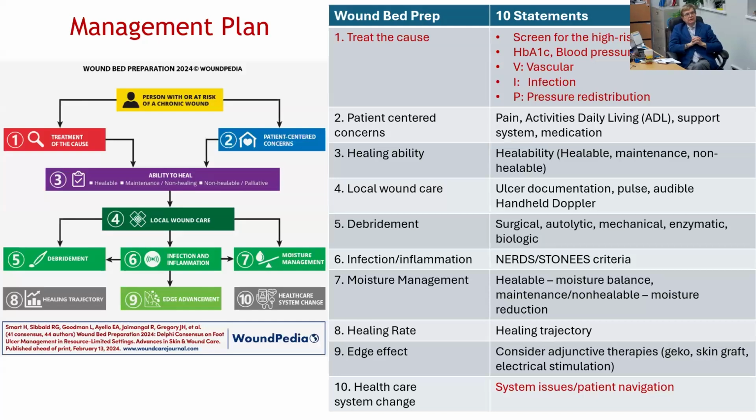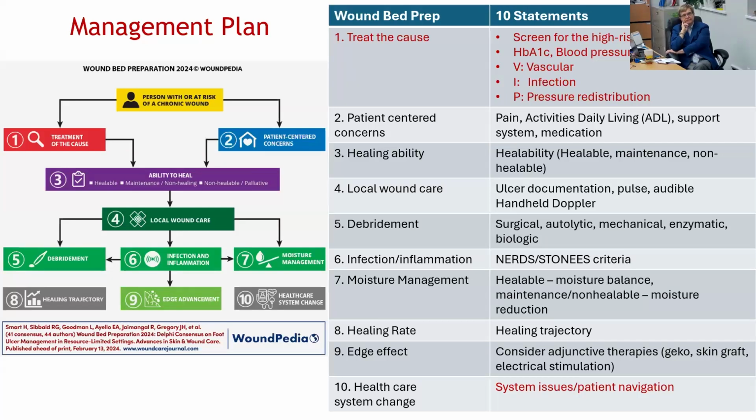Next. There's the 2024 paradigm, same as this. We went through all 10 steps, and hemoglobin A1C, blood pressure, and screening for the high-risk foot if this is a person with diabetes, all saves money to the healthcare system and improves patient outcomes. I've talked to you before about using the audible Doppler instead of the ABPI. I've talked about NERDs and stonies for infection, and we've looked at plantar pressure redistribution, even with simple measures.